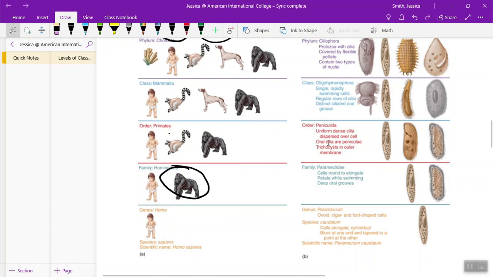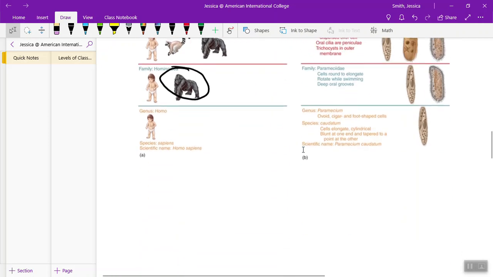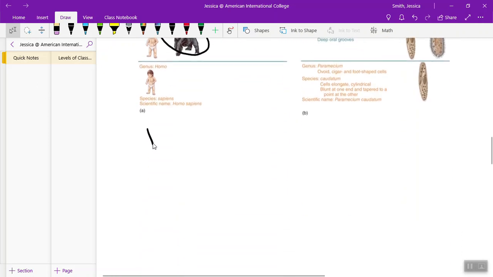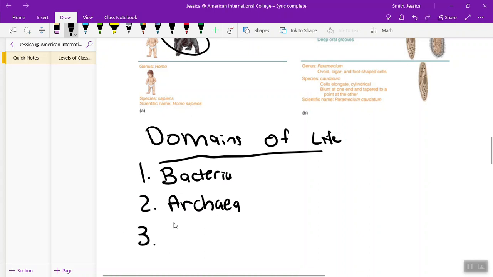Now, one more important thing to talk about in the levels of classification. Up here, we're going to talk about the domains real quick. So the domains of life. There are actually only 3 domains of life. Okay, the first are the bacteria. The second are the archaea. And the third are the eukarya, or you can also say the eukaryotes. Okay?